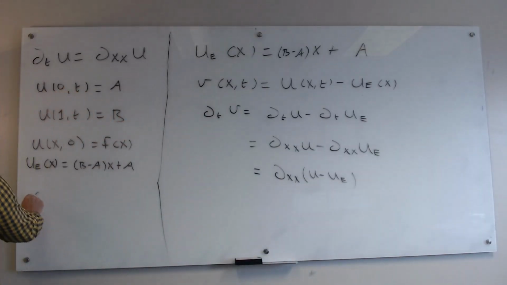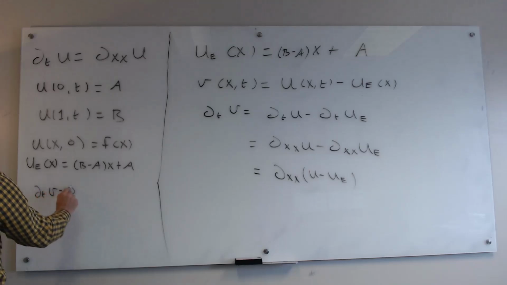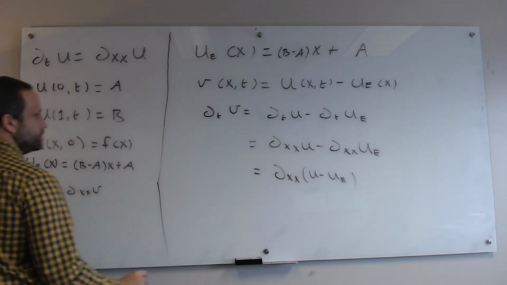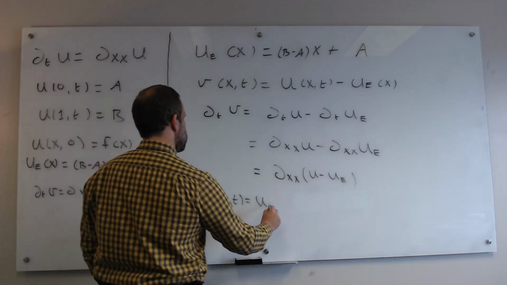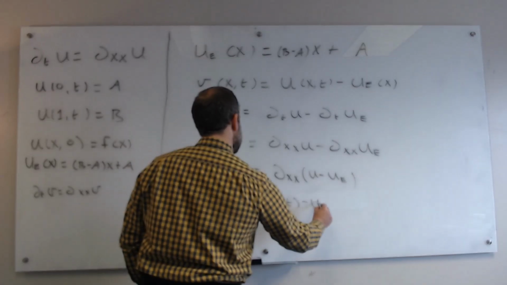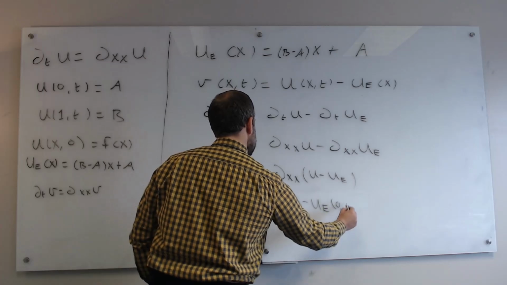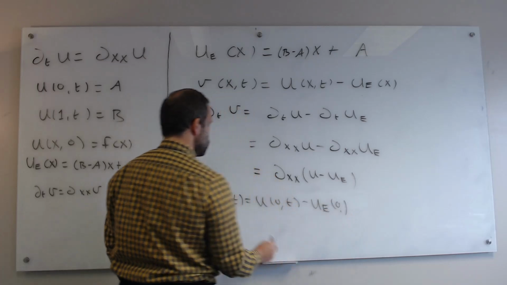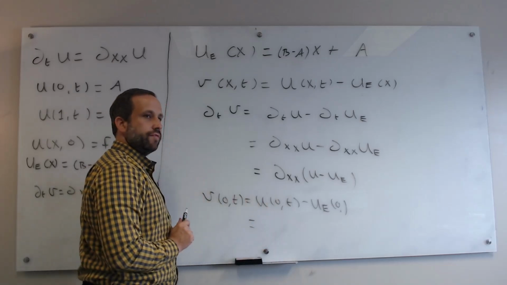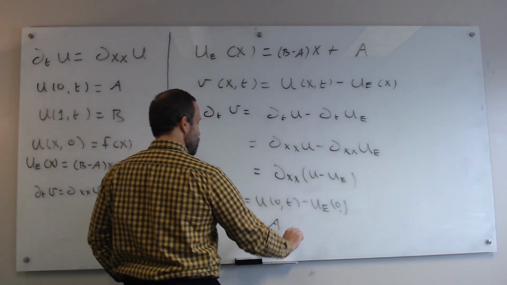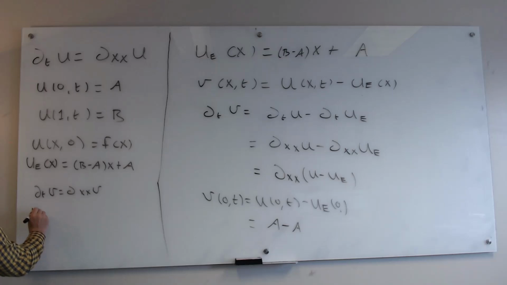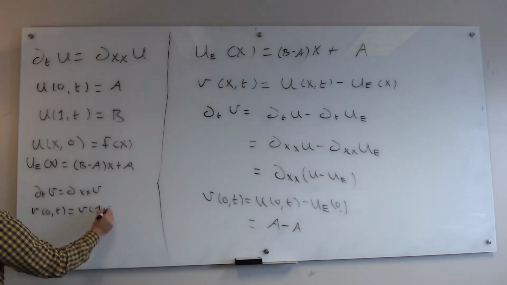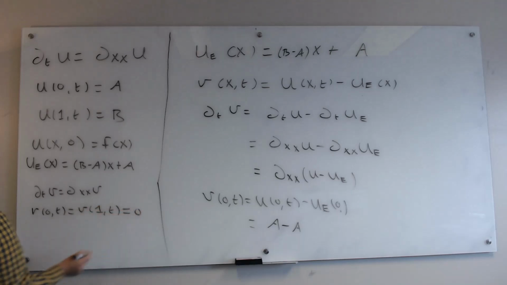Okay, so what this tells us is that the t derivative of v is equal to the double x derivative of v. Not only that, if you look at v of 0,t, this is equal to u of 0,t minus ue of 0. Now, u of 0,t, if u satisfies this problem, is equal to a, and ue is equal to a, so they're both equal to 0. So in other words, v of 0,t equals v of 1,t, and they're both equal to 0.